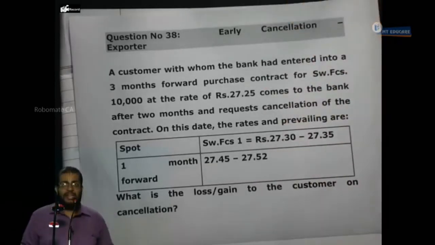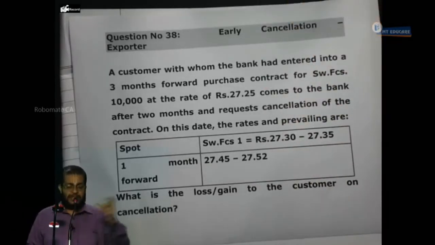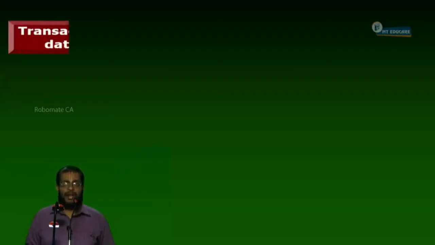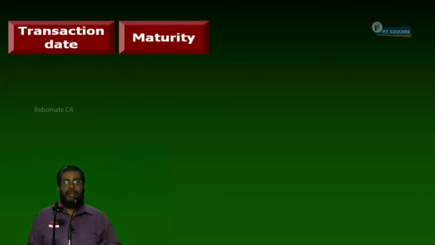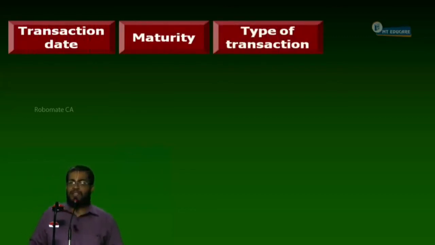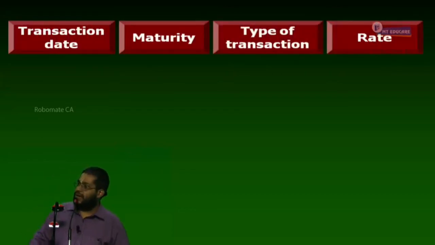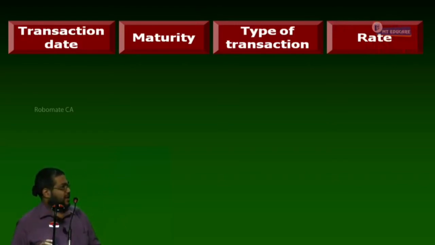Question number 38. Please write the column headings. What are the column headings? Transaction date, maturity date, transaction type, and then rate.